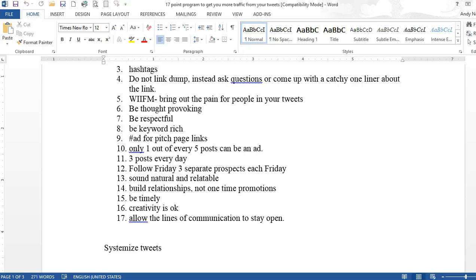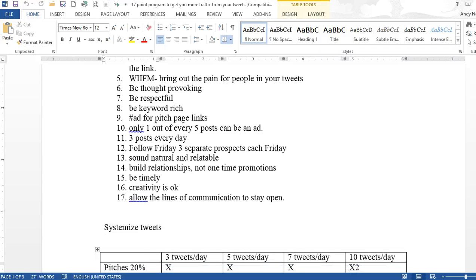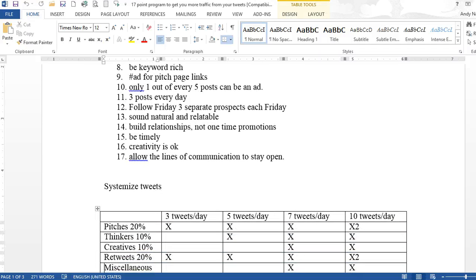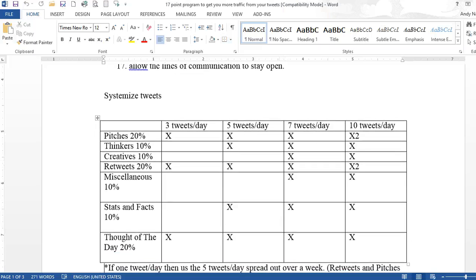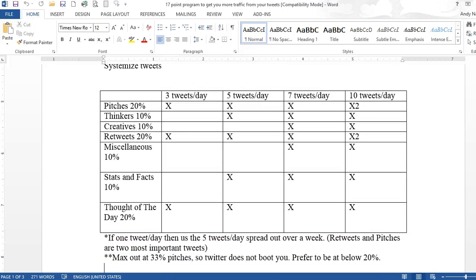The other thing is be timely with your responses. Creativity is okay, but make sure you only have 140 characters, so don't be too creative. And always allow the lines of communication to stay open. Now, if you want a breakdown, I did this a long time ago, so I don't really recommend some of the things here like 7 or 10 tweets a day, but if you're doing 3 tweets a day or 5 tweets a day, which is not bad considering there's like 350 million tweets that go out every day on Twitter, you really do need to have a few throughout the day.